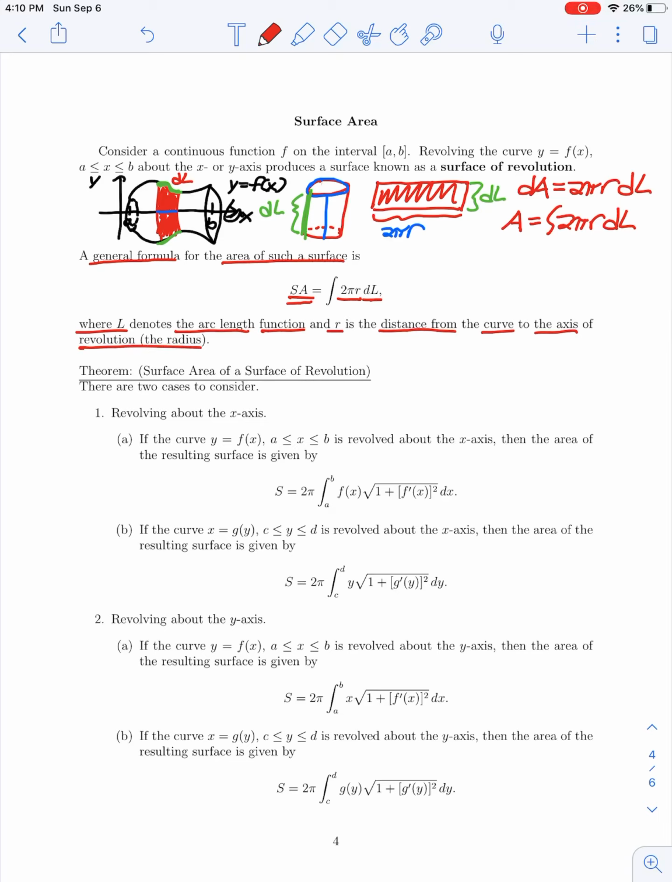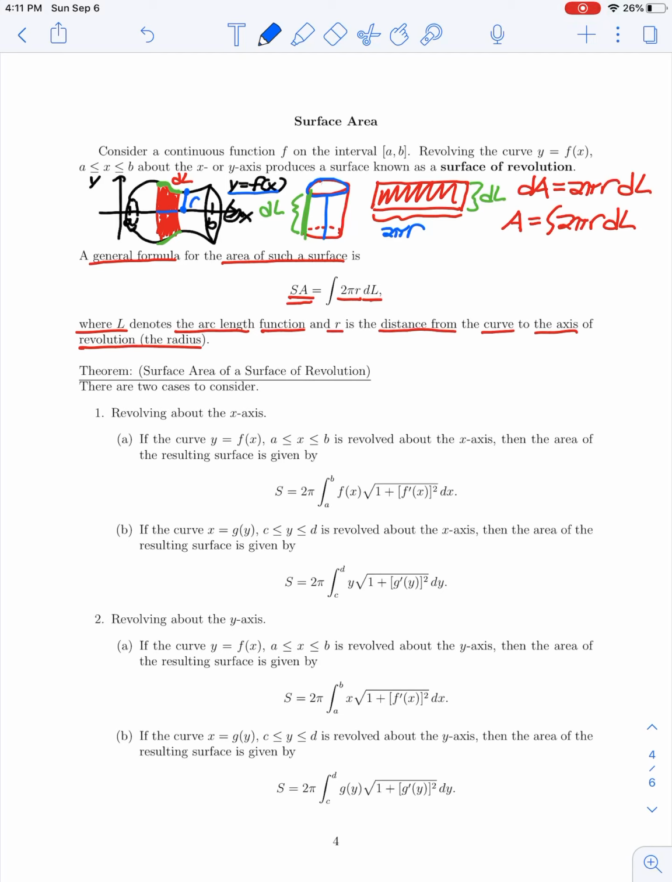So we can see in this example the radius of our cylinder would be given by the distance from the axis of revolution out to the curve, which in this example is y equals f of x. But in general, depending on which axis we're revolving around, we might have a different expression for the radius.